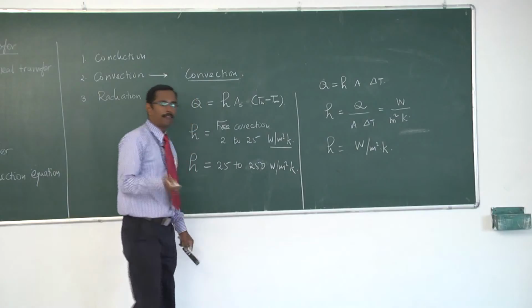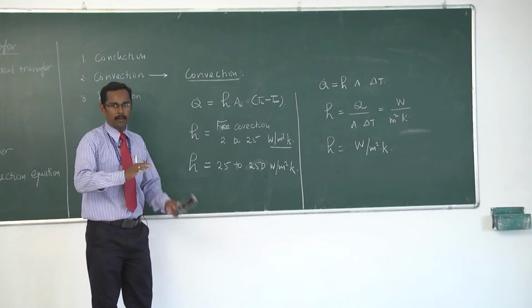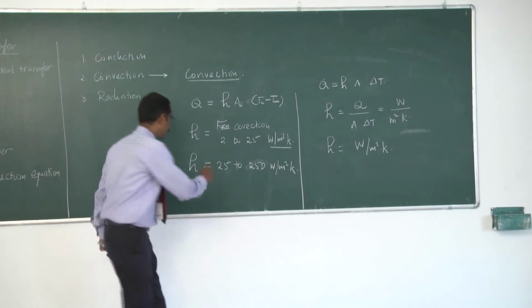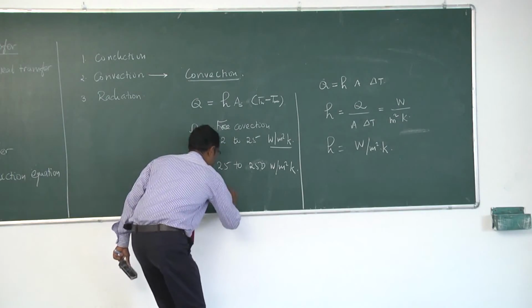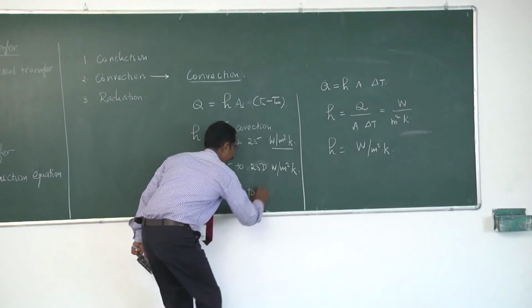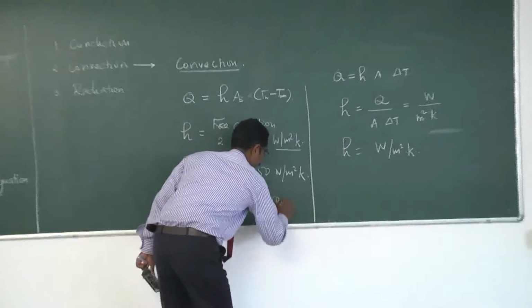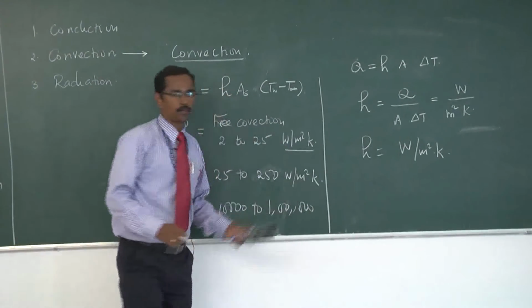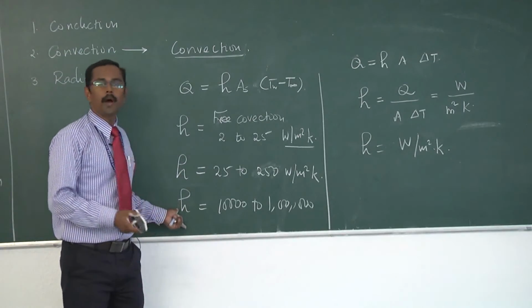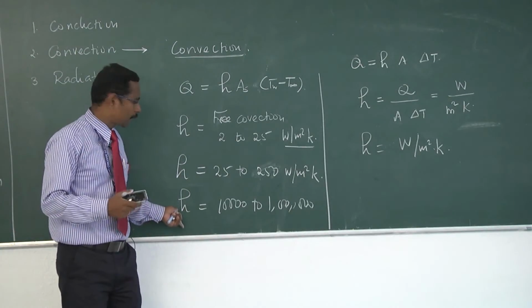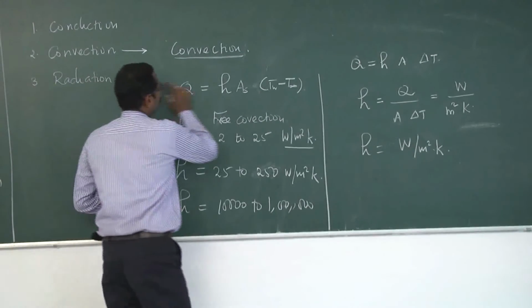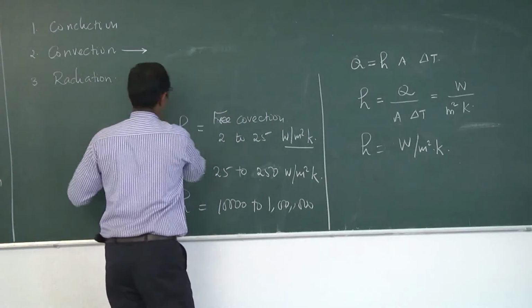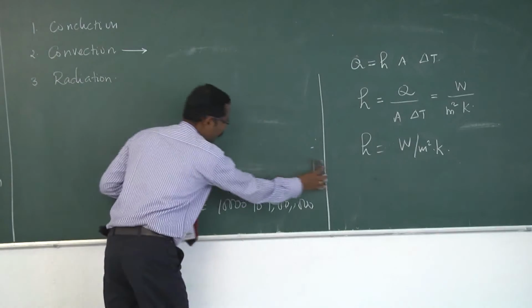For boiling and condensation, that is called phase change heat transfer, the convection heat transfer coefficient value will lie between 10,000 to 1 lakh watt per meter squared Kelvin. This is the maximum amount of heat that can be transferred by using convection heat transfer. Now we have to talk about the next mode of heat transfer, which is called radiation.